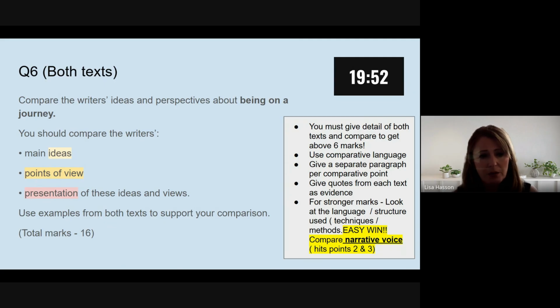But also, it shows you the presentation of these ideas and views because you're talking about the use of a particular technique. And this time, we're talking about a structural technique in terms of the narrative voice. So that's one of my easy wins that I always suggest to my students that they do. So you're looking for, again, maybe three or 4 at the most paragraphs. And one of those could definitely be narrative voice to help you to hit those techniques.